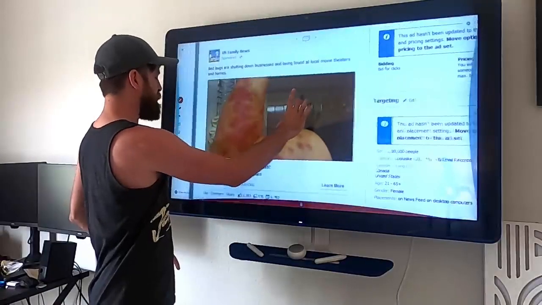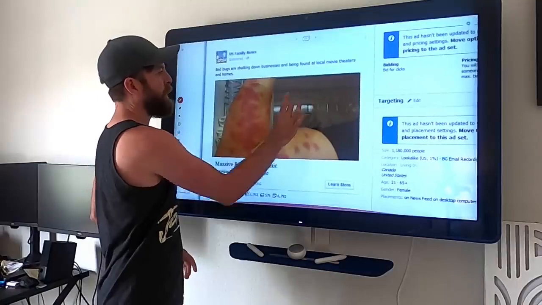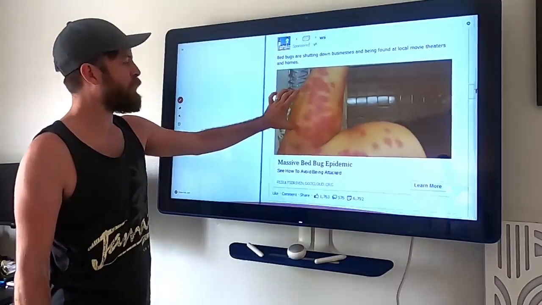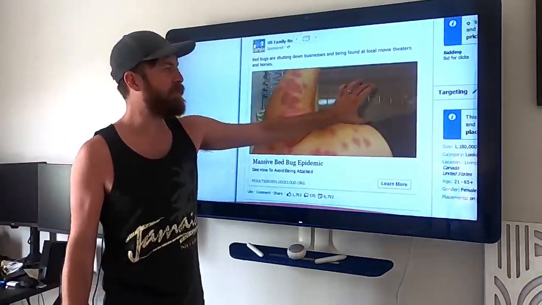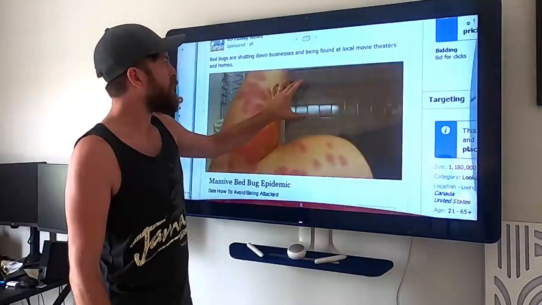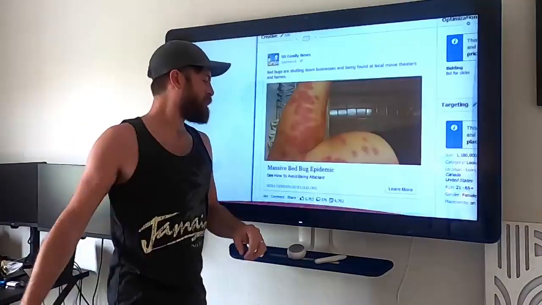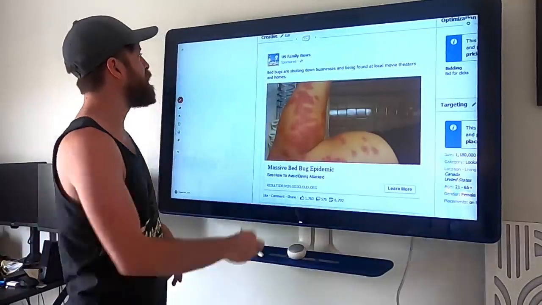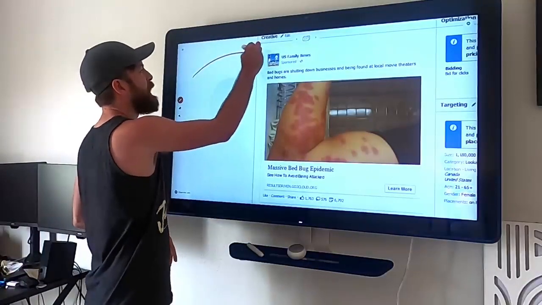Here is the ad I created. This was an ad in a niche, and I'll start with the creative itself, and then I'll move into some of the targeting and some of the data. So let's look at the ad first. So here we are with the ad, and let's start with the page title right here.